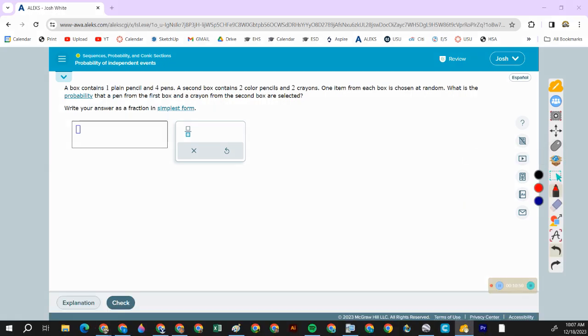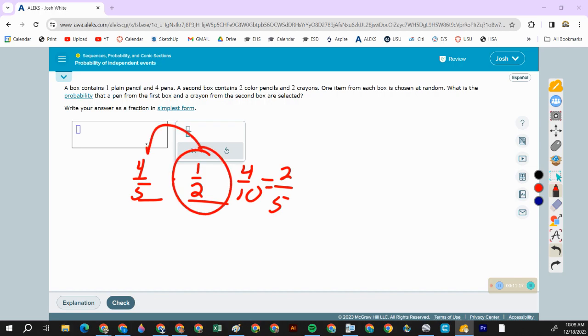All right. So the first box has 1 pencil and 4 pens. The second box is 2 pencils and 2 crayons. What is the probability of getting a pen in the first box? That would be 4 out of 5 times a crayon in the second would be 1/2. So that would be 4 out of 10 or 2 out of 5. Those are independent. This draw has nothing to do with that draw.